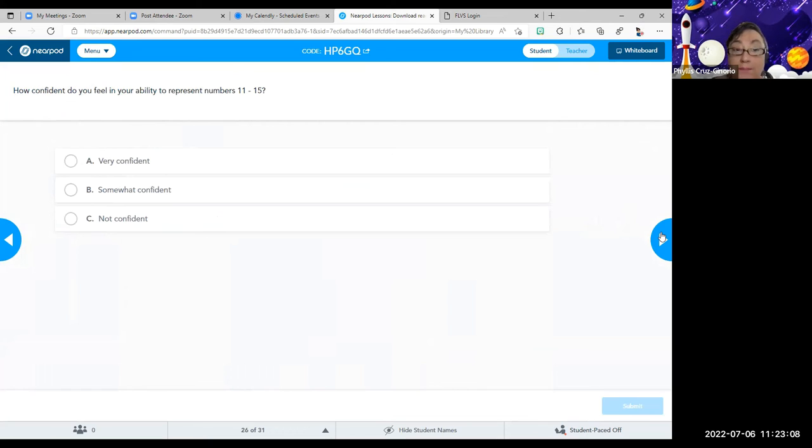Now your poll. How confident do you feel now about your ability to represent any number between 11 and 19? It says 15, but I meant 19. So do you feel A, very confident, I got this, B, somewhat confident, or C, I need a lot more help, Mrs. Cruz, I don't understand the 10s and 1s. Be honest, it helps me know you and helps me figure out what I can do to help.